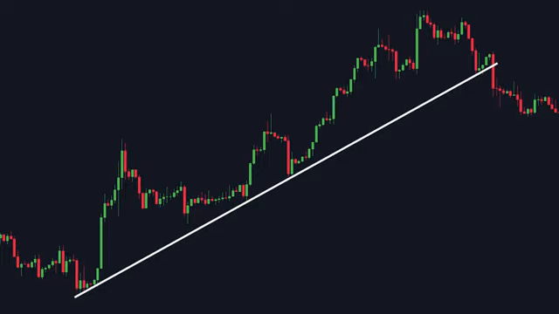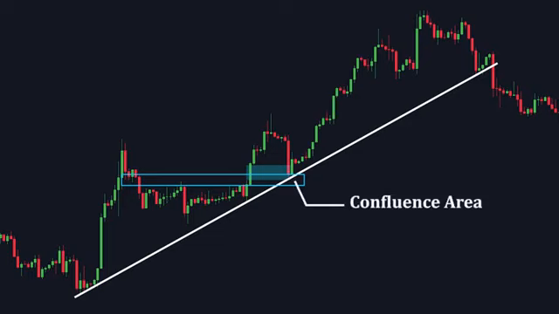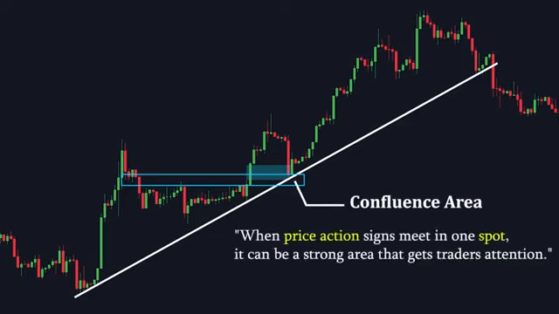Step 3. Looking to the left of the chart, we spot a fair value gap inside a resistance. Now this resistance turned into a support. We mark this zone on the chart. Step 4. We identify a key level where the trend line intersects with the horizontal support zone. This intersection forms what's often called a confluence area point, where multiple technical factors align.